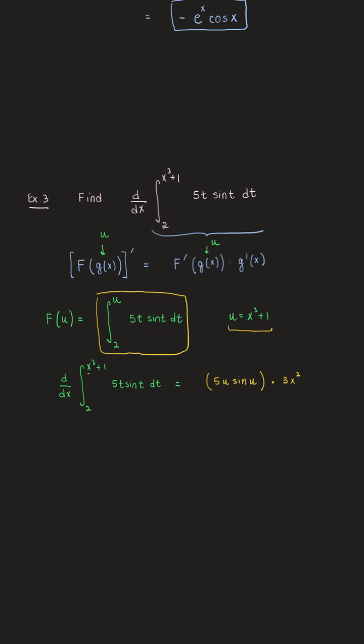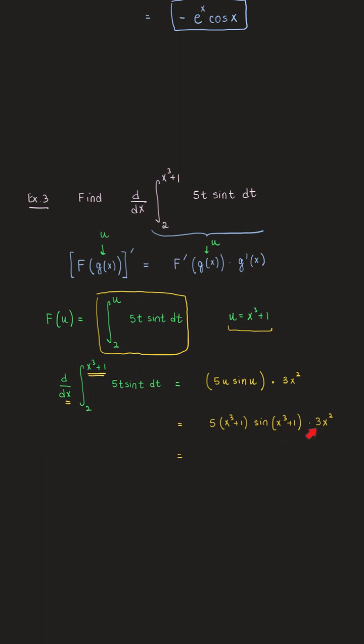Now, just like in Calc 1, we would like to write our final solution in terms of x, in terms of the original independent variable, which was x. So I'm going to replace x cubed plus 1 for u, and this will become 5 times x cubed plus 1 times sine of x cubed plus 1 times 3x squared. And I like to move this term to the back. I don't like it to be next to the argument of the sine function because I don't want to get confused. This is outside of the sine function.